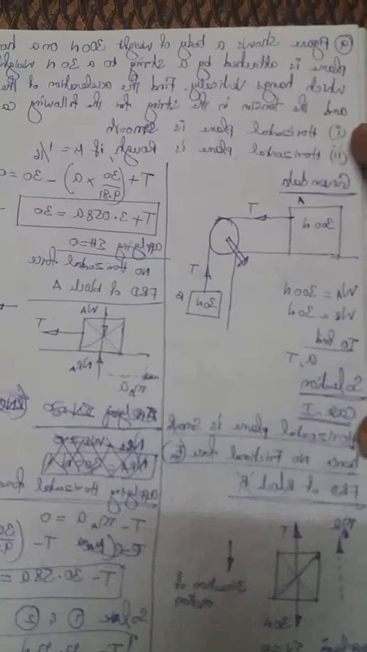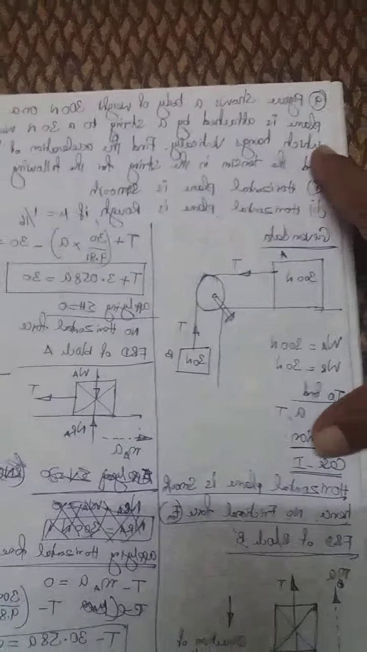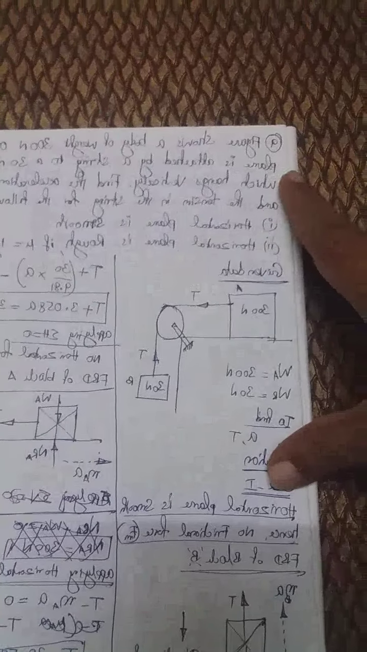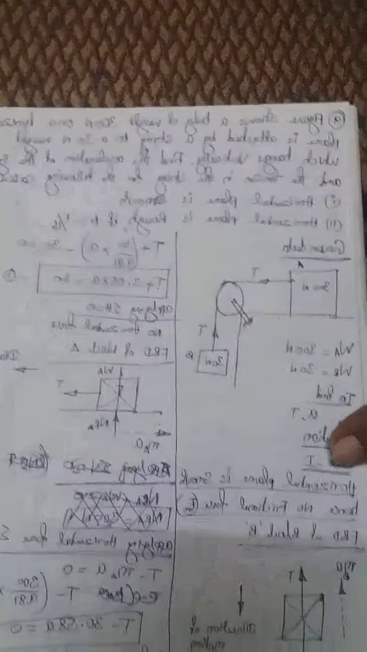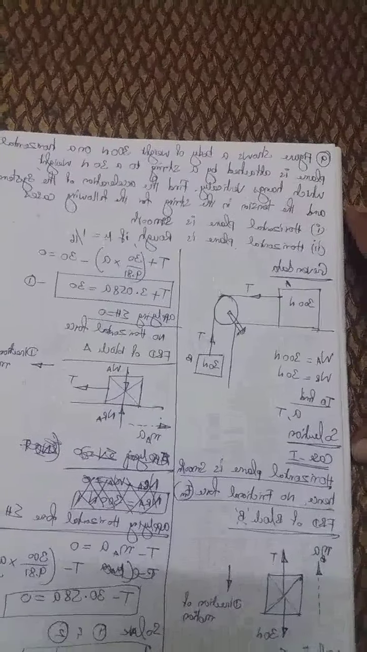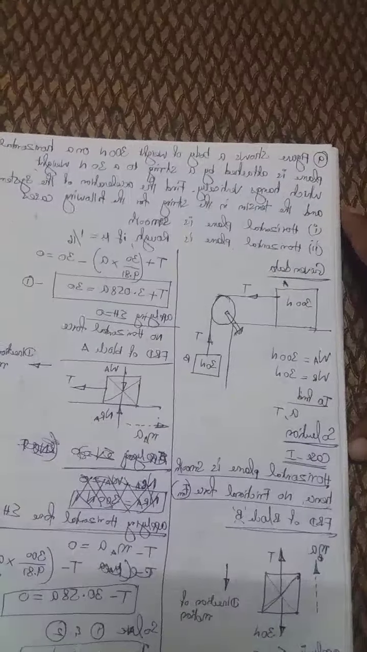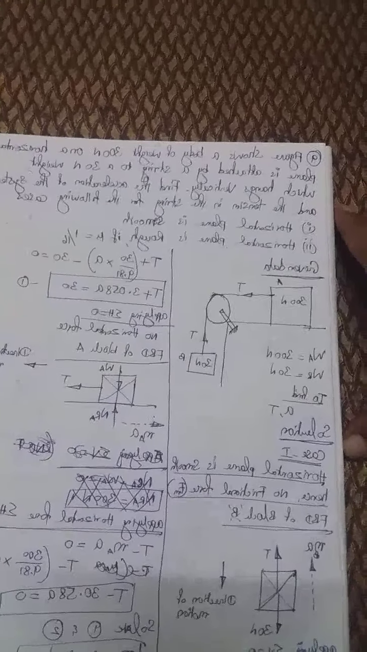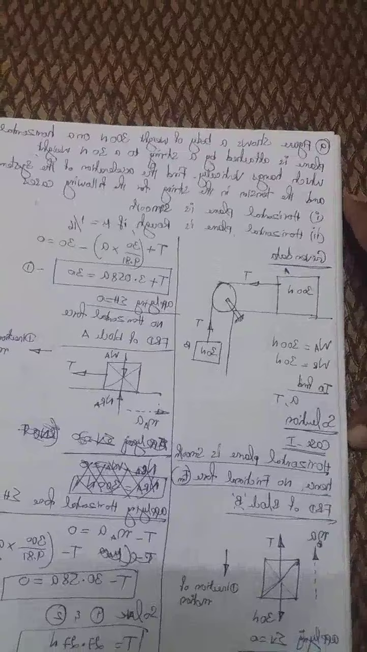The next problem. The figure shows a body of weight 300 Newton on a horizontal plane attached by a string to a 30 Newton weight which hangs vertically. Find the acceleration of the system and the tension in the string for the following cases.